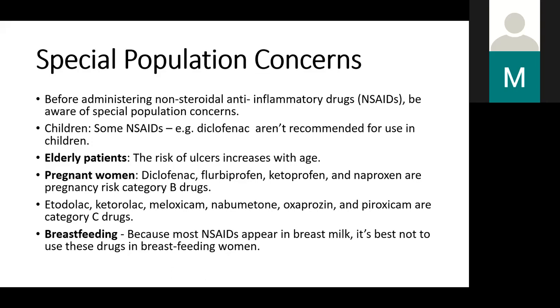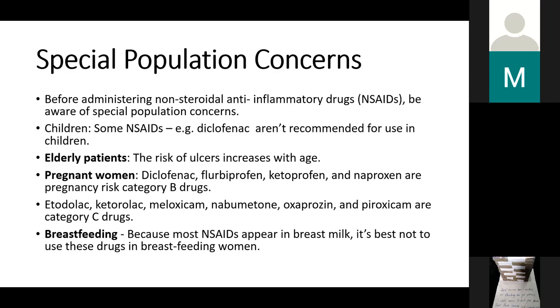So for instance, with this background, diclofenac and naproxen are category B drugs, meaning that you haven't really demonstrated any issues with the human studies because they haven't done any human studies. But in animals, they didn't find any problem. So before you put a pregnant woman on diclofenac or naproxen, you have to be sure that she will need it. It will benefit her.